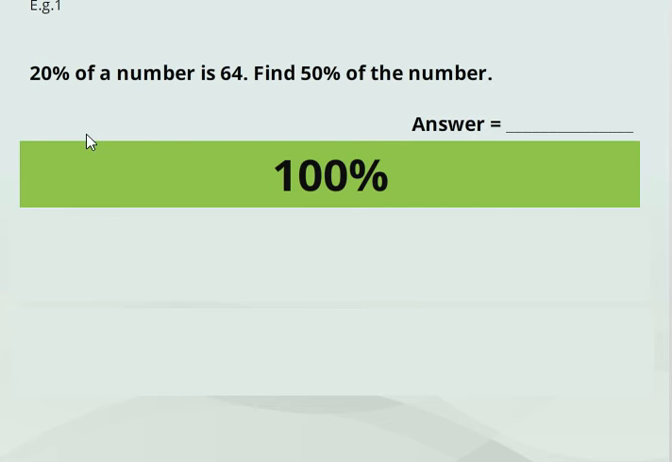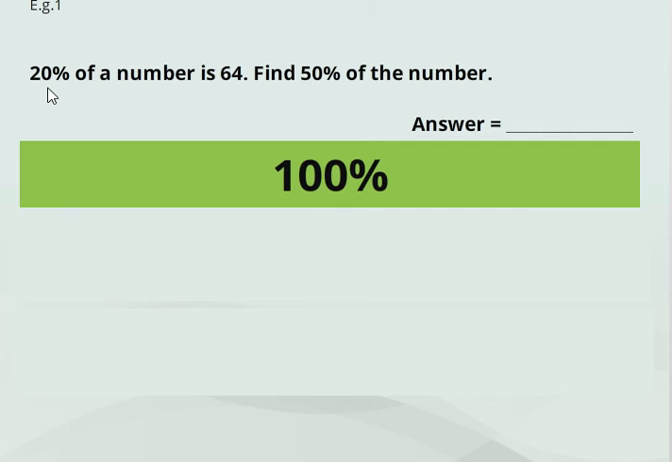Well, we know that 20% is going to be a little bit of 100%, don't we? It's going to be a bit more than 10% and less than 25%. You need to know something very important about 20%. You need to be able to relate fractions to percentages and percentages to fractions. What do you know about 20%?